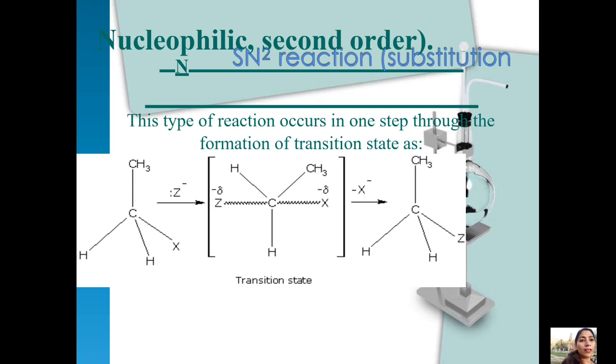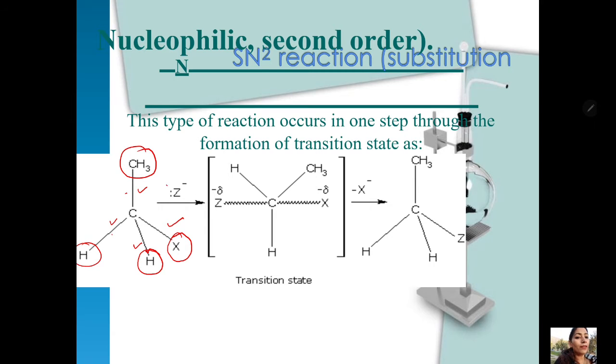Next is the nucleophilic second order reaction, that is the SN2 reaction. This is a one-step reaction. This type of reaction occurs in one step through the formation of a transition state. What happens in this? Carbon is tetravalent, and all 4 groups are attached. In this case, we can say one halide, one methyl and 2 hydrogen atoms are attached here.